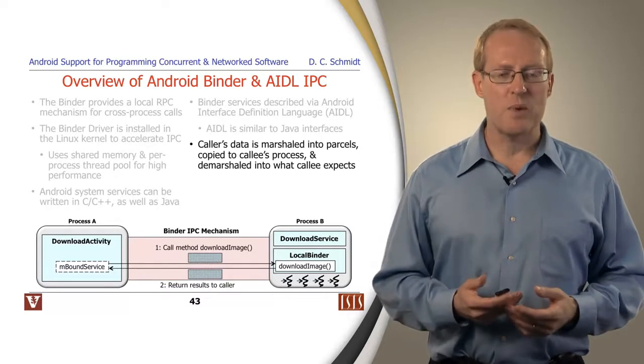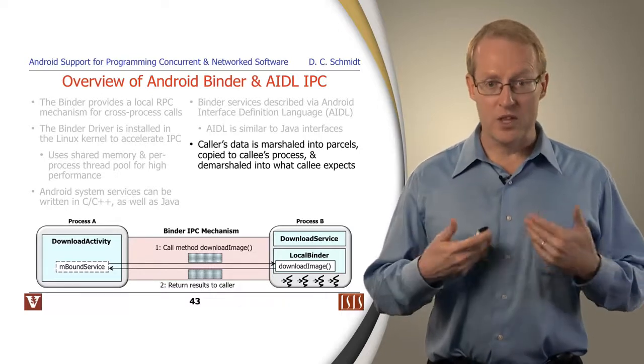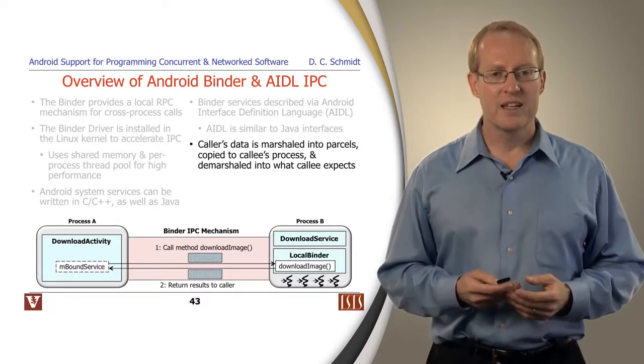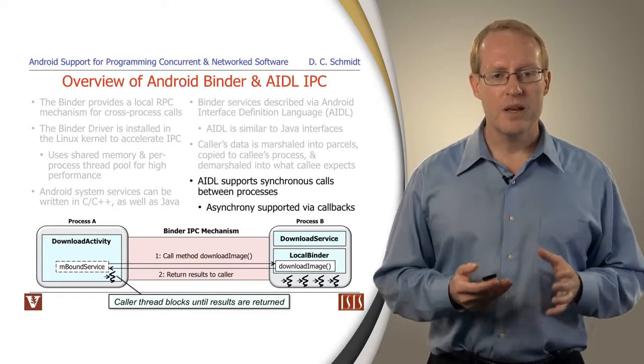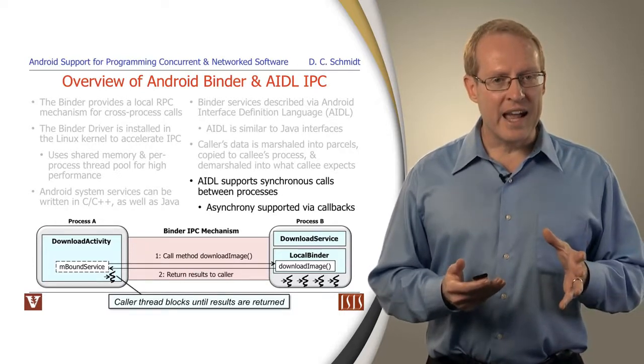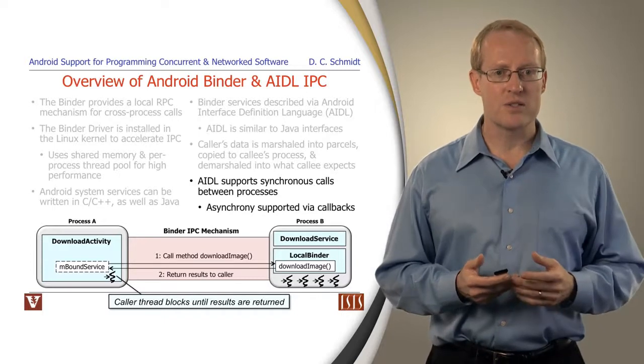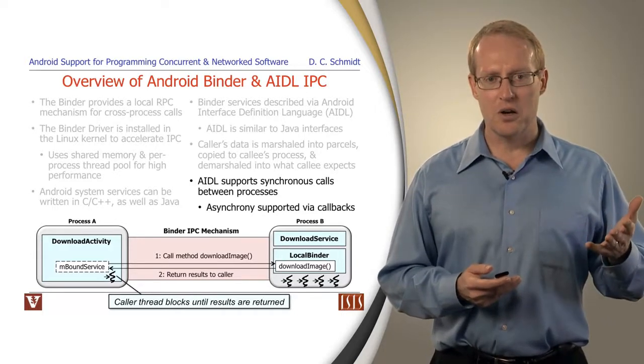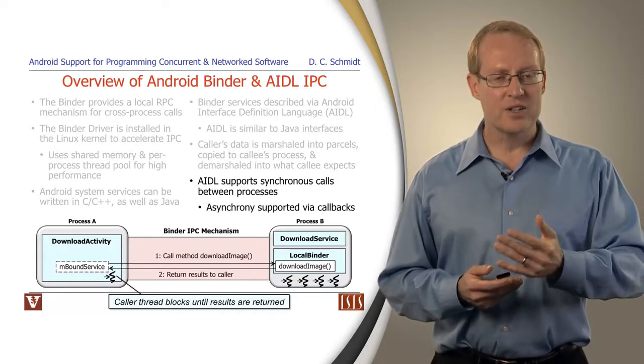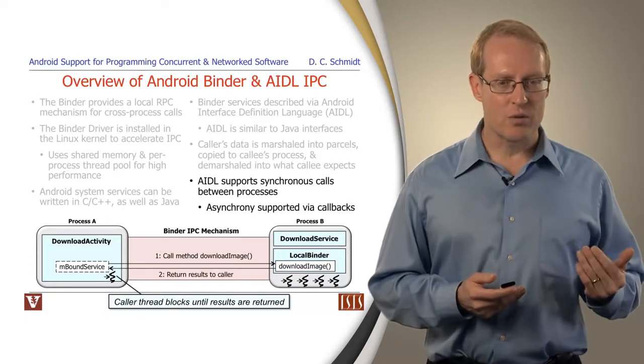And that's then, of course, dispatched through a stub to a real method that you would typically define if you were writing the service implementation. By default, AIDL supports synchronous calls. So what that means is that the caller thread is blocked until the callee returns a result.